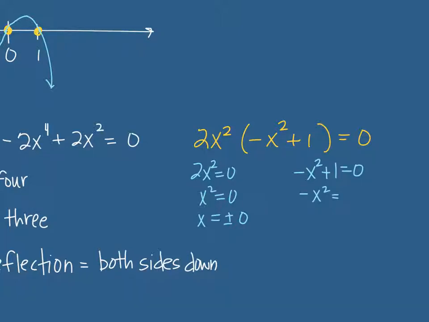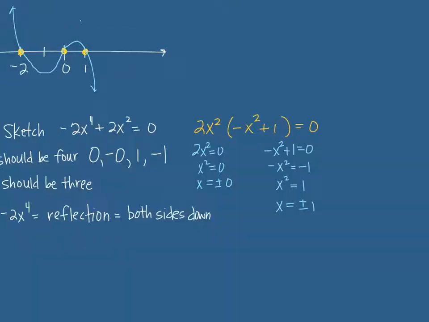We'll subtract on both sides. So now I have a negative on both sides. I'll get rid of the negative on both sides. And I'll use the square root again, and I'll have plus or minus again. So my answers to my roots are 0, negative 0, 1, and negative 1.